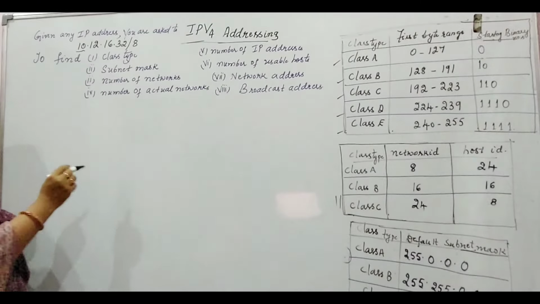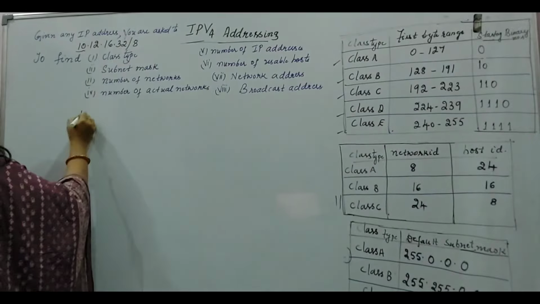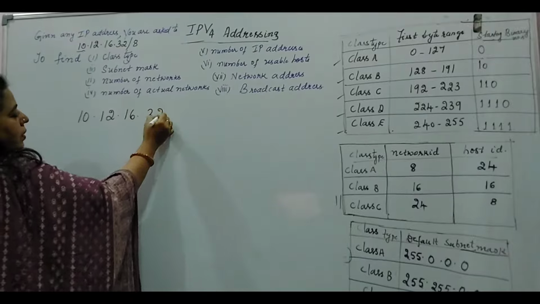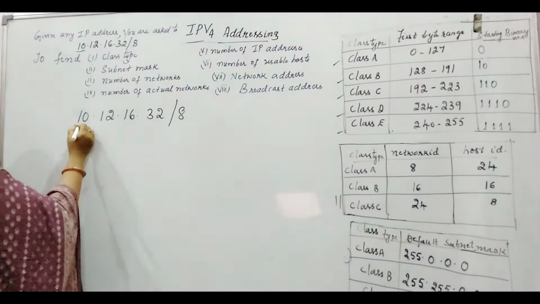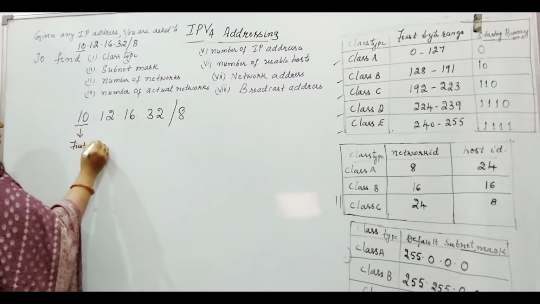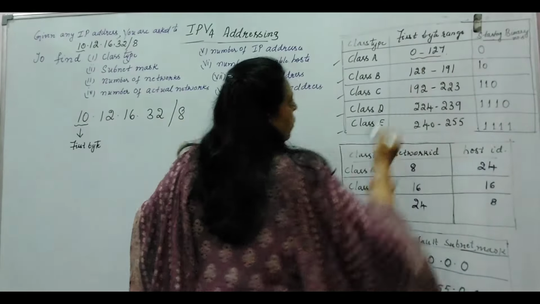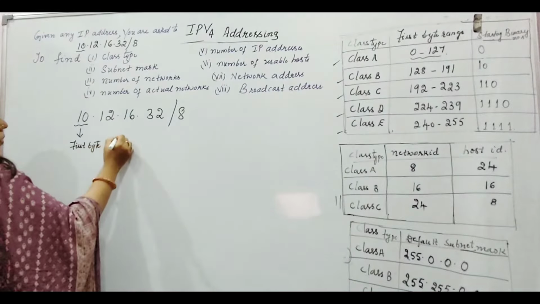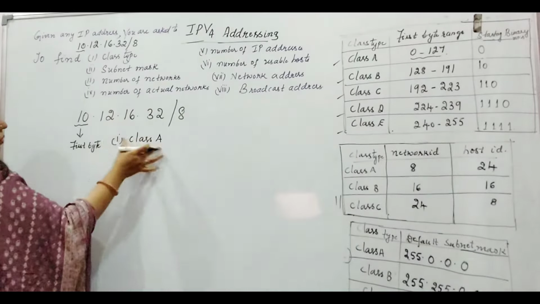10.12.16.32/8. The very first thing you are supposed to do is to find the class type. How do you find the class type? Given is 10.12.16.32/8 as the IP address. Just check the first byte number here, and the first byte number is 10. 10 falls in the range 0 to 127. So you can write down the class type as class A. This IP address belongs to class A.